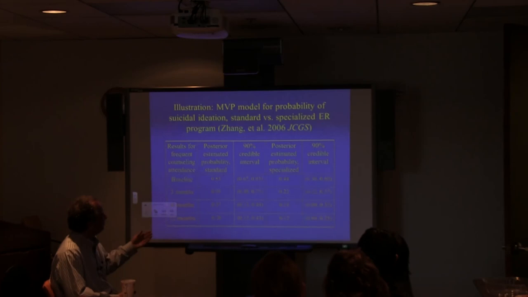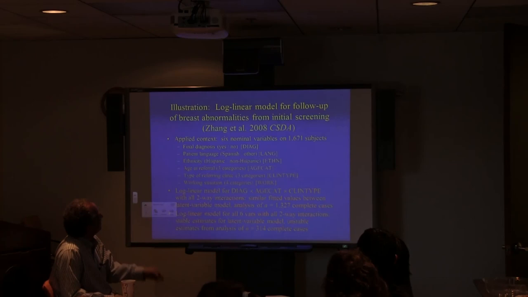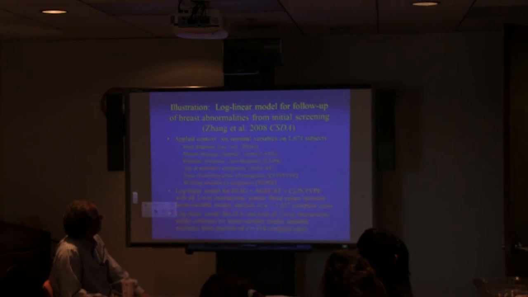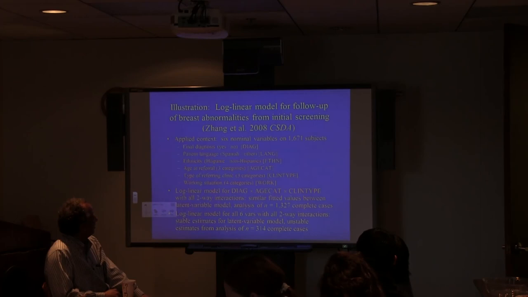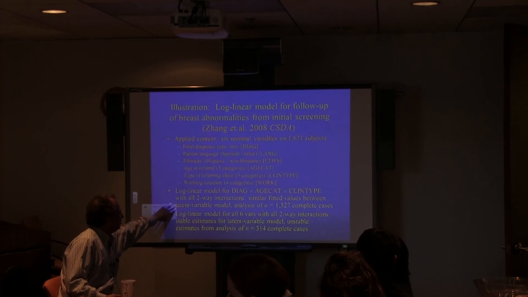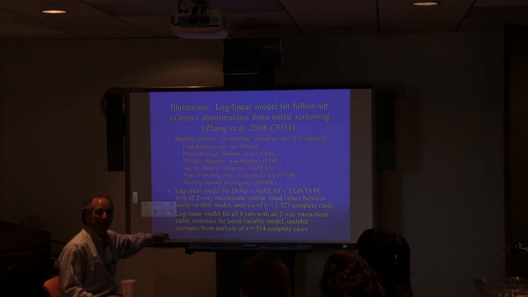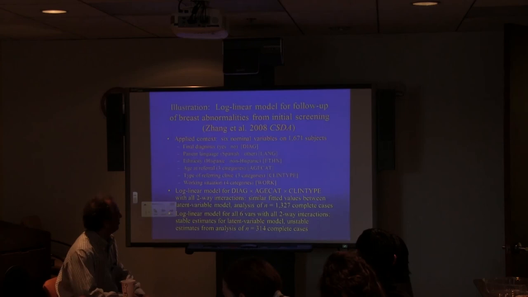This one also is interesting. It's a study of following up breast abnormalities. There was a breast cancer screening project, and the goal is to see if the person will go back for screening afterwards. If you only use three of the variables, you have something like 1,300 complete cases. But if you use all six of these variables, you only have 314 complete cases, and certain interactions aren't estimable, so you're throwing away a lot of data.